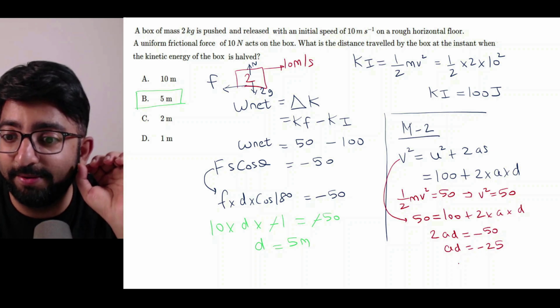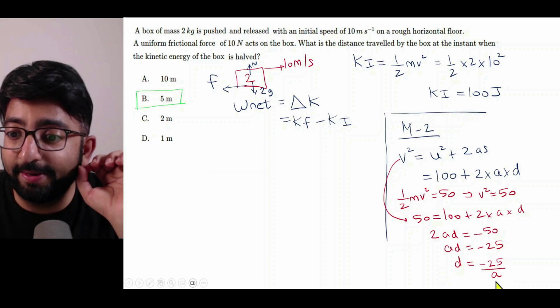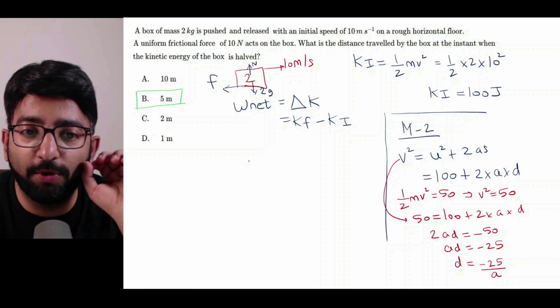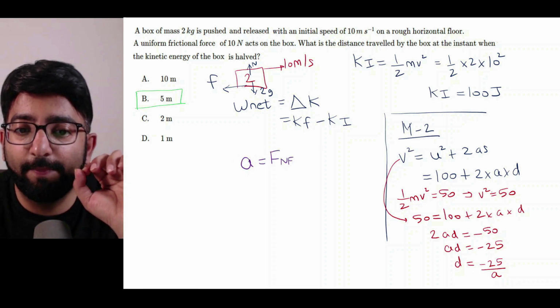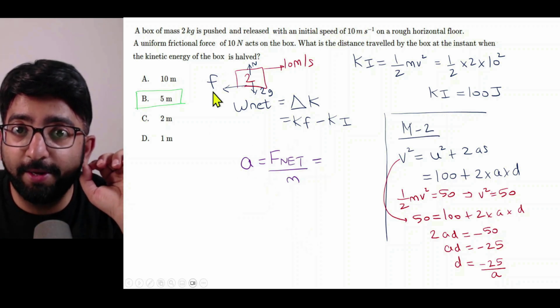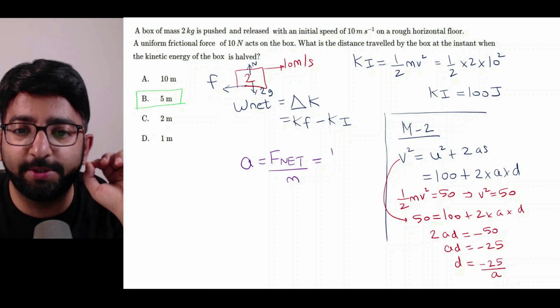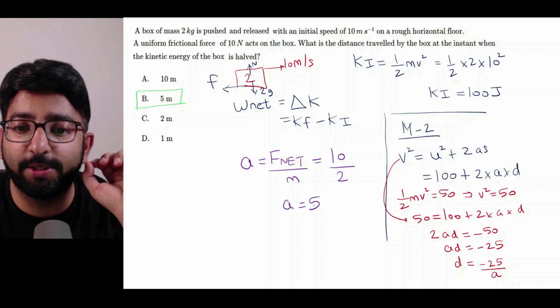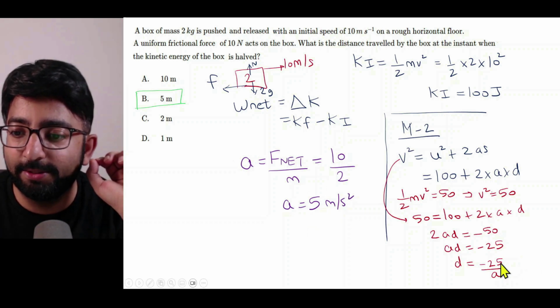And since we have to find the distance d, let's make d the subject. We will get negative 25 divided by acceleration. And how do we find this value of acceleration? We are going to use Newton's second law, which is F equals ma. So acceleration will be the net force divided by m. The net force acting on this object is only friction, which is 10 newtons in magnitude. So the net force is 10, mass is given as 2, which means acceleration comes out as 5 meters per second square.